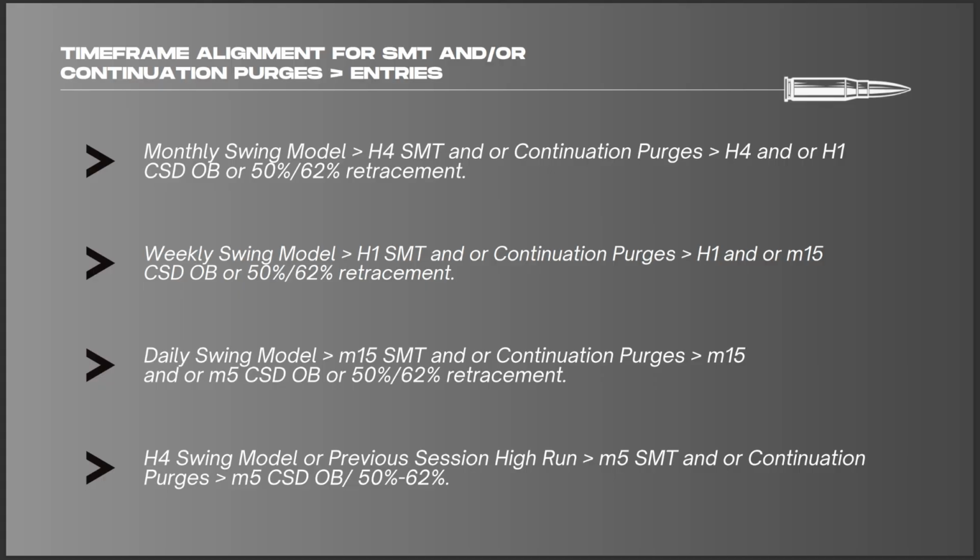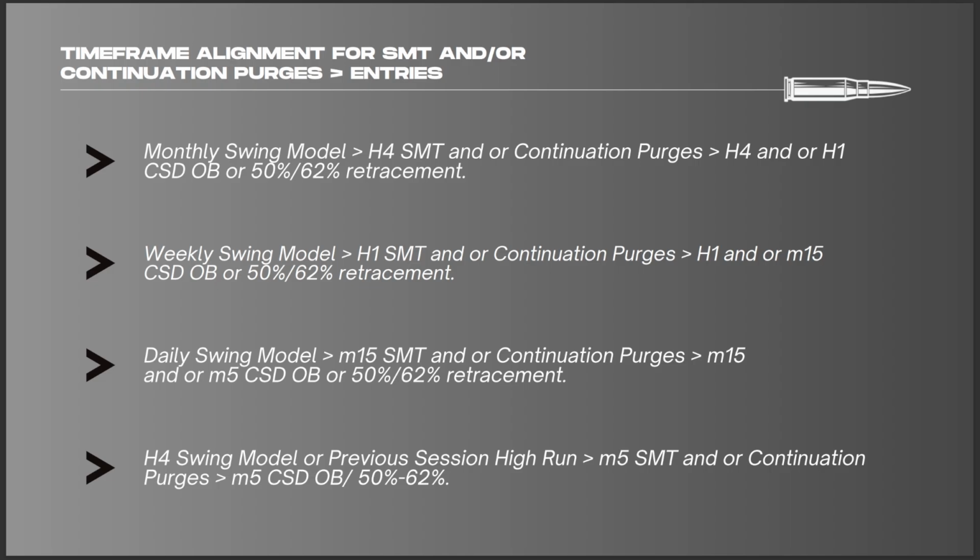Right, so now let's dive into time frame alignment for SMT and our continuation purges, and then how to take an entry. We've got 4 models over here, 4 swing models. We've got a monthly swing model, and we're going to be looking for 4-hour SMT or a continuation purge, and then 4-hour or a 1-hour change in the state of delivery order block, or 50 to 62% retracement level. Then we've got a weekly swing model, a 1-hour SMT we're going to be looking for, and or continuation purges, and then a 1-hour or 15-minute change in the state of delivery order block, or 50 to 62% retracement level.